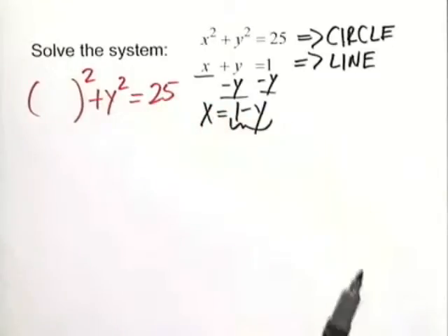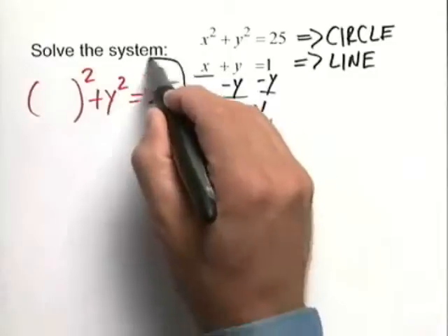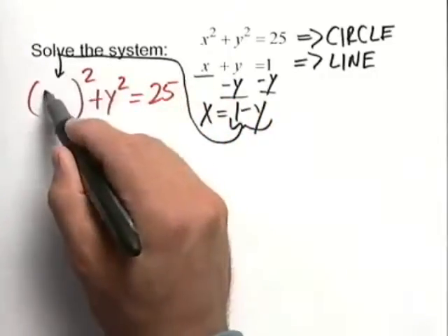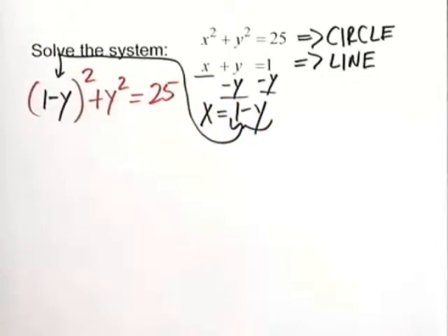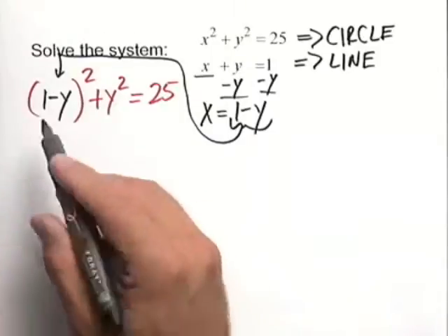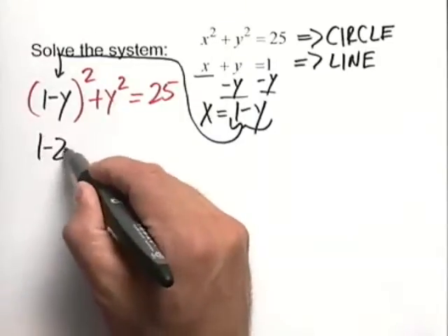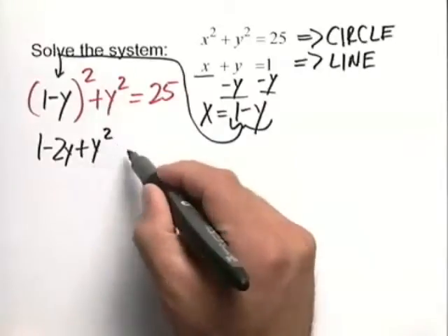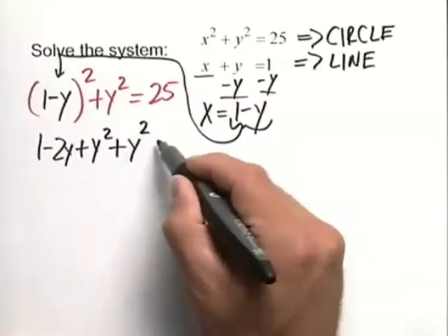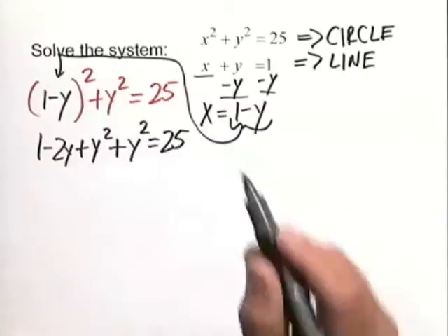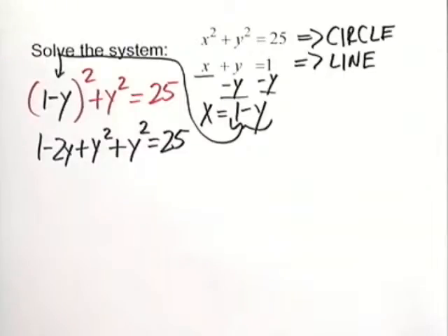Now what we're going to do is take this 1 minus y and drop that in over here. So we get 1 minus y, the quantity squared. And we have the desired result in that we have our equation in terms of y and y only. So let's FOIL this thing out. We have 1 minus 2y plus y squared plus the existing y squared. That equals 25. We have a nice quadratic equation.